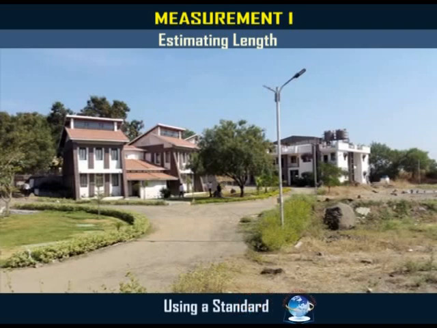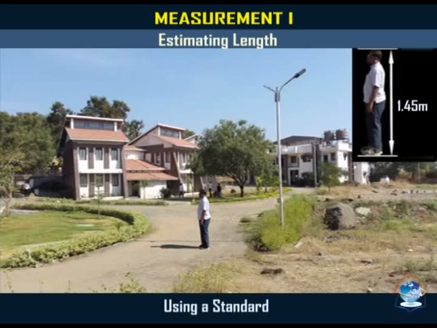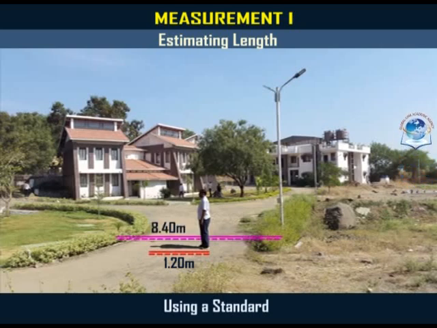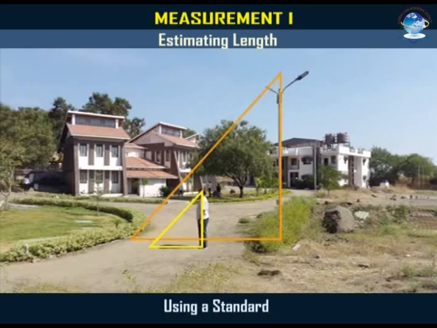For example, this man. We can measure his height and the length of his shadow. Let's say his height is 1.45 meters. We measure the length of his shadow, and let's say it's 1.2 meters. The length of the pole's shadow is 8.40 meters. Now, the thing is, the objects and their shadows form right-angled triangles which are proportional to each other.